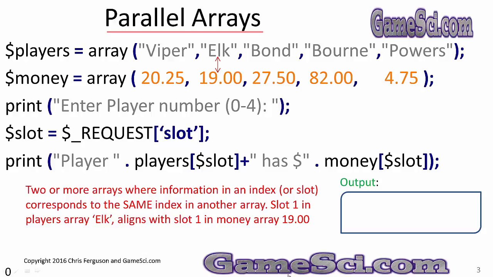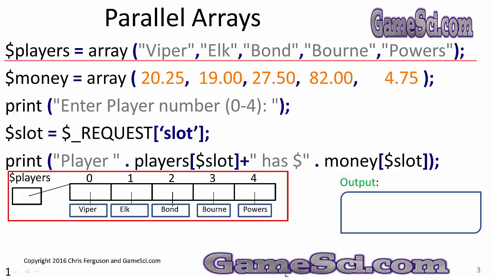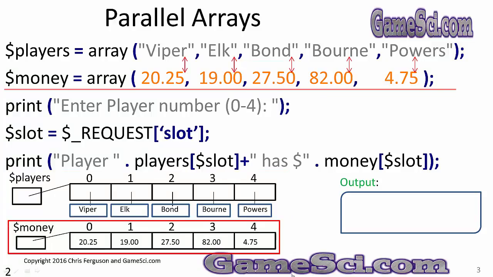Trace this code and see how it works. First of all, I'll create the players array here and fill it with values: Viper, Elk, Bond, Born, and Powers. 5 items, so they'll be index 0 through 4. And that's just keeping track of the player's name, the player's screen name, the player's handle, whatever you want to call it. Players in this game collect money as the game goes along, so I need to track how much money each player currently has.